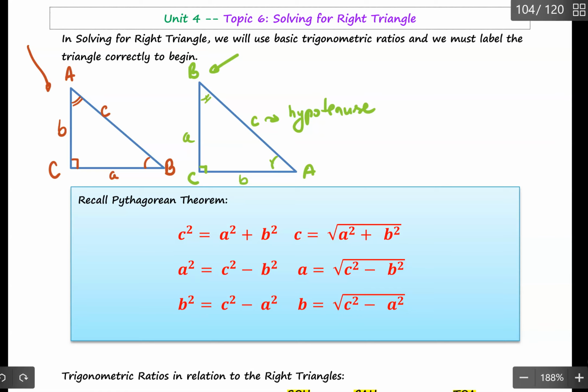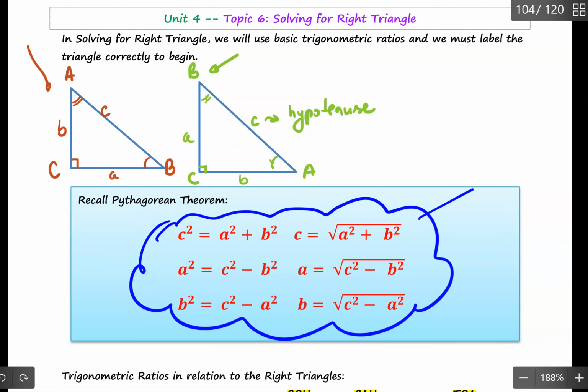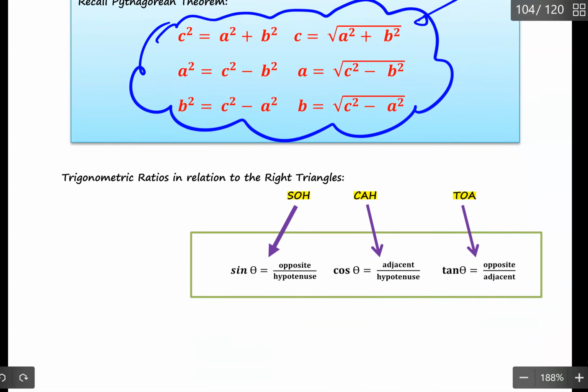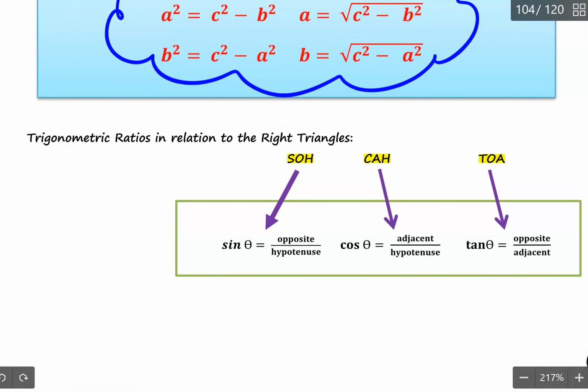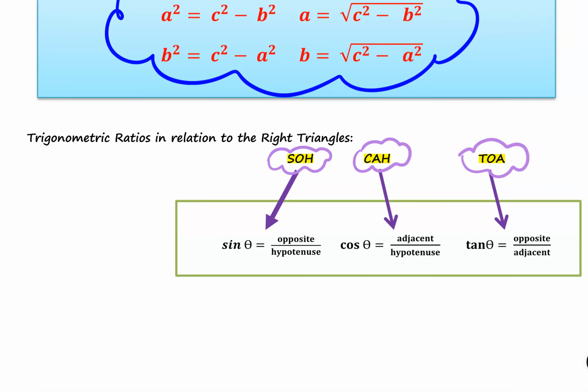And remember the Pythagorean theorem that we have learned in a previous lesson. We may have to use this as well to solve for the right triangle. And the trigonometric ratios in relation to the right triangle are represented by sine, cosine, and tangent. A reminder to everyone that we have the abbreviation here, representing sine as opposite over the hypotenuse, cosine as adjacent over the hypotenuse, and tangent as the opposite over the adjacent.